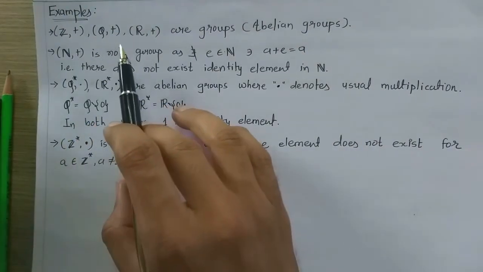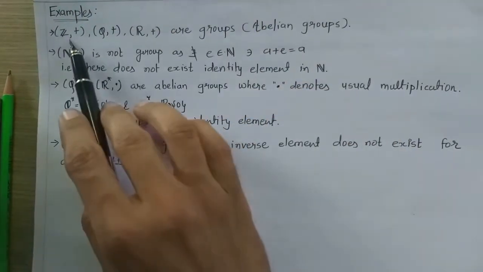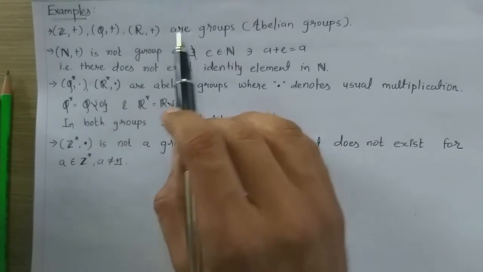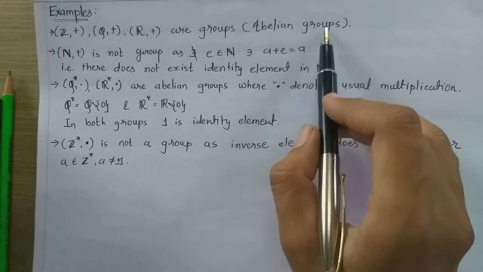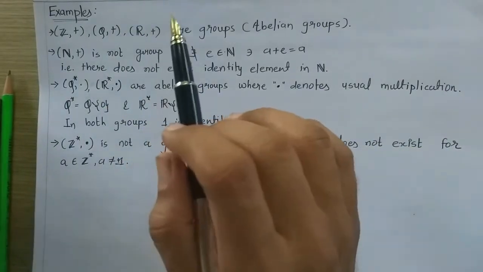Here are some examples of groups. Z plus, Q plus, R plus are groups. In particular they are abelian groups because addition is commutative.